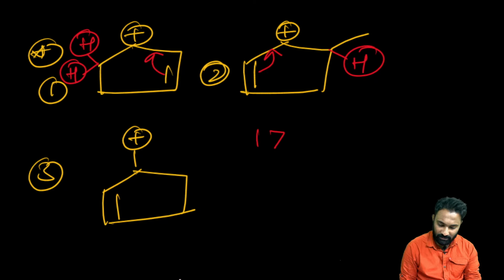I thought rearrangement. No, without rearrangement. Whenever they ask the carbocation stability order, you should not do any rearrangement. If they ask the stability after the rearrangement, they will mention it in the question very carefully. If they have not mentioned any rearrangement, you have to find the stability order of the given molecule's carbocation. That's it. 1 greater than 2 greater than 3.